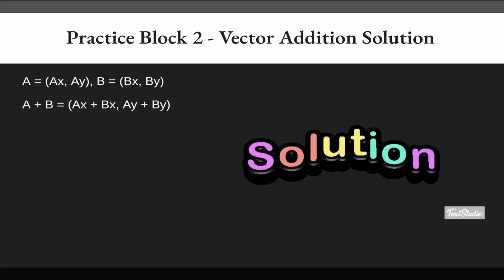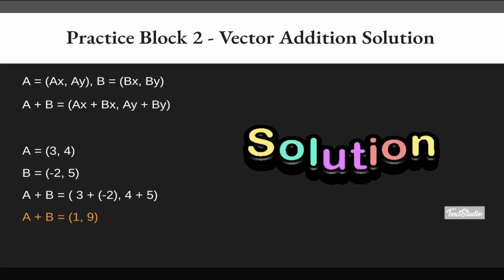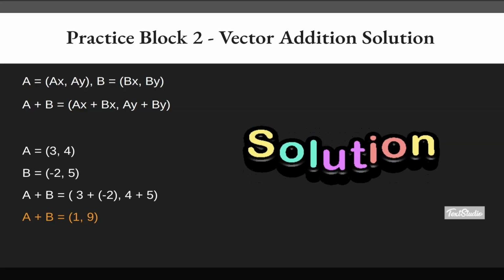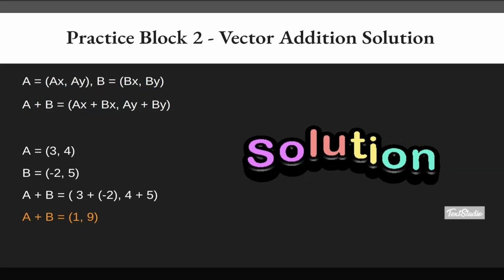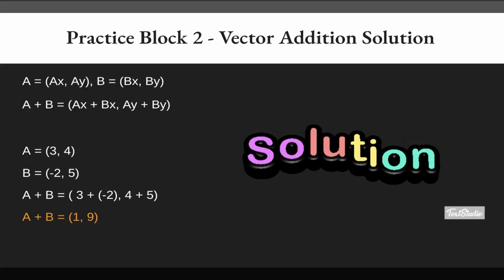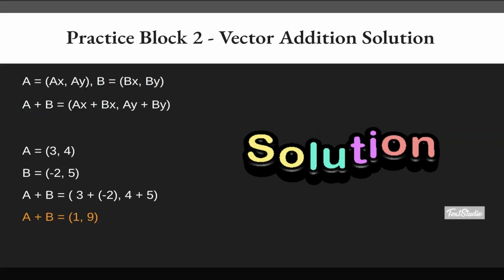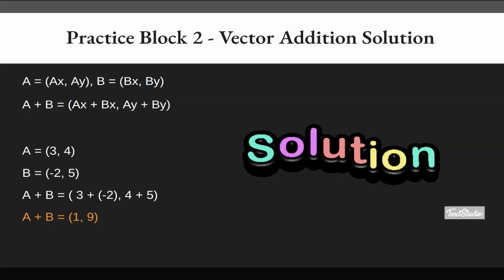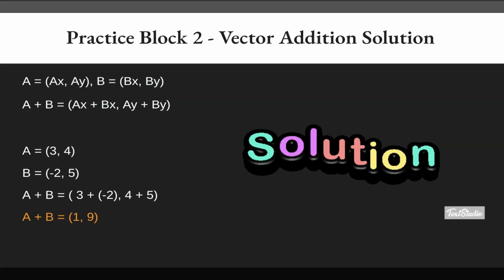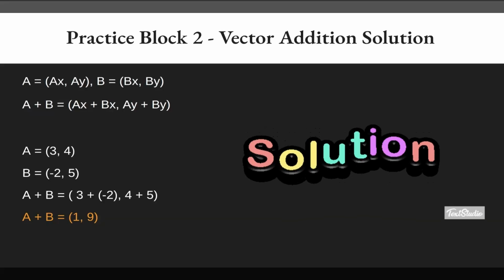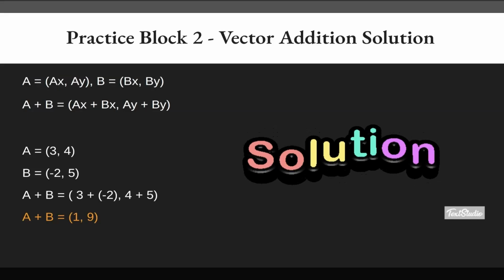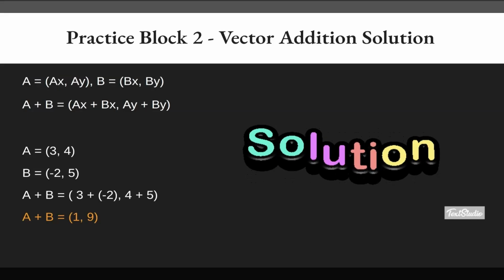Here's how we solve it. A is equal to (3, 4). B is equal to (-2, 5). So if you combine those, A plus B, then it should be equal to 3 plus -2 and 4 plus 5. And it should be equal to (1, 9). So the result is a new vector pointing 1 unit right and 9 units up. That's the total effect of both vectors acting together.